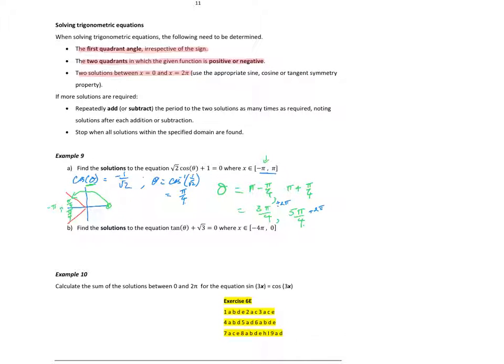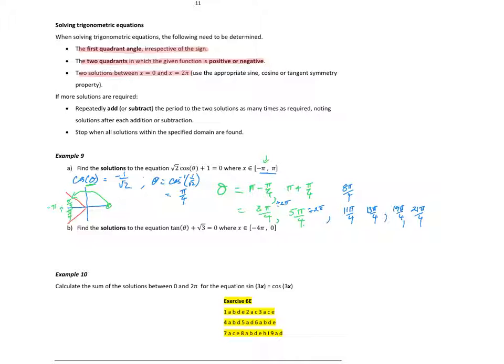Okay? So if I add 2 pi, I would also get, well, 2 pi is the same as 8 pi on 4. So I get 11 pi on 4, 5 plus 8 is 13 pi on 4. Add another 2 pi, 11 plus 8 is 19 pi on 4, 13 plus 8. Now, I obviously don't need all of these, but that's how I could find all my solutions.